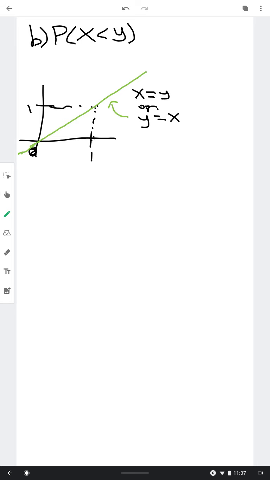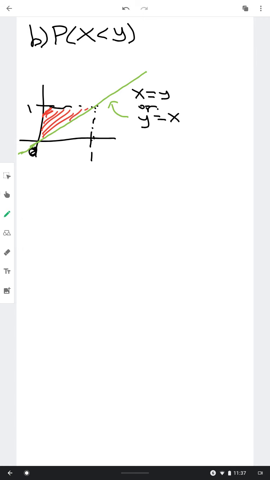And where is my function? Where is X less than Y? Because now we split this square up into two pieces: the region above the line Y equal to X, and the region below the line Y equal to X. Of these two regions, which one satisfies X less than Y? Well, that's going to be the region above the line. This part right here.